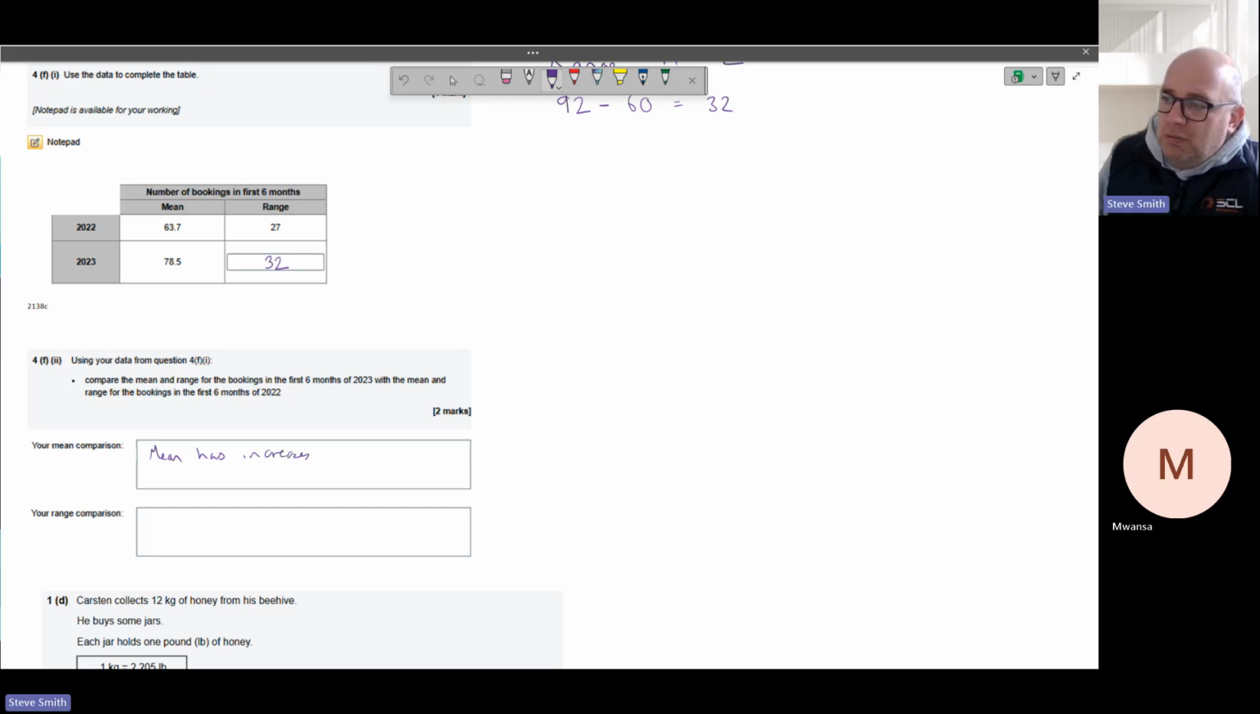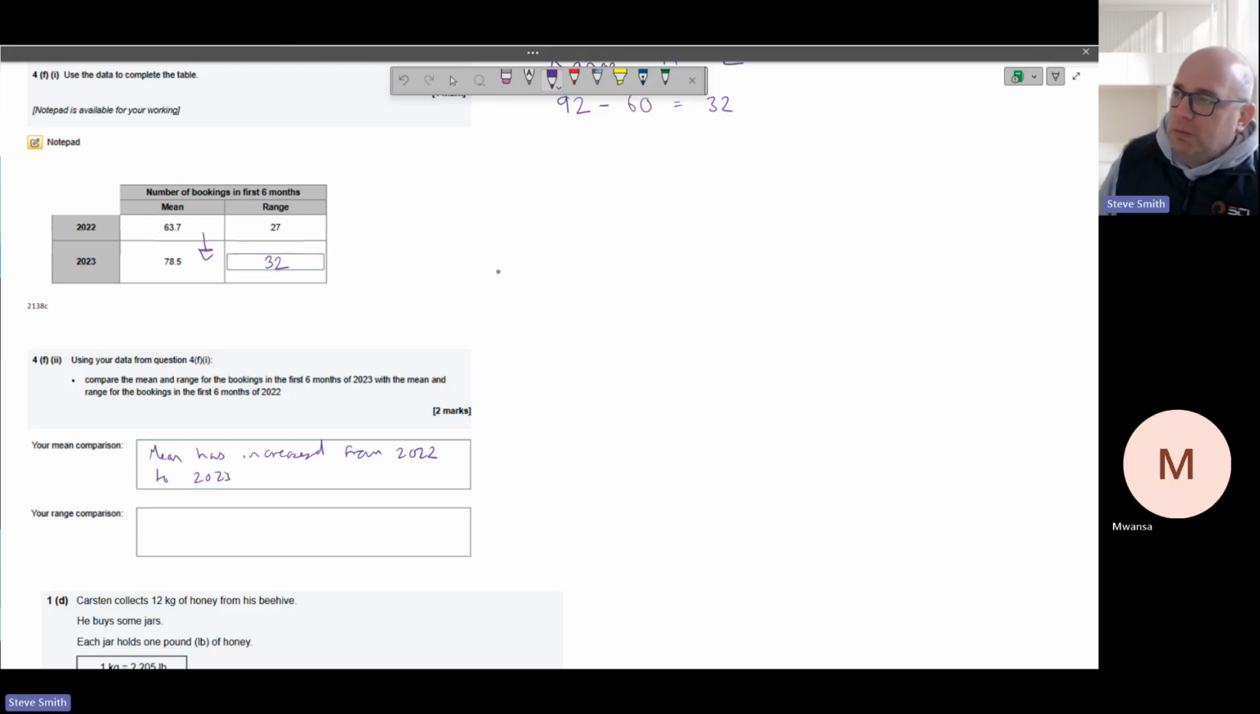This is the hard bit, so I've got to write. The mean has increased from 2022 to 2023. Am I going to write by how much it's increased? No, I don't need to. I've just noticed that I can see that that number is bigger than that number. So it's increased. I mean, you could say it's increased by more than 15, but more than 15 what? Bookings per month, per day, per week. So it's just increased.